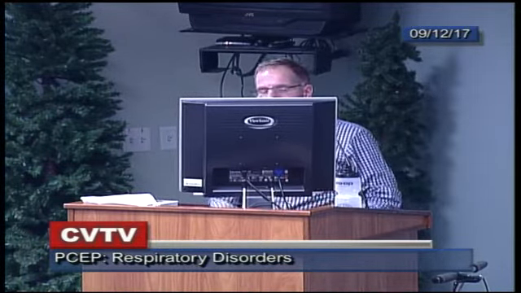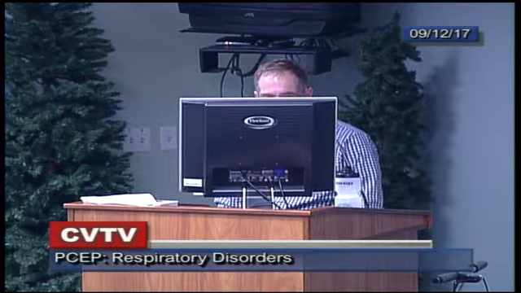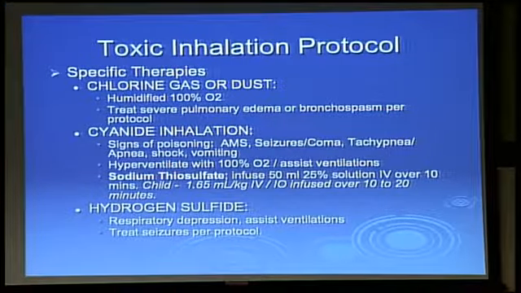So obviously the first step is to protect yourself and to ensure that you're not transporting any potentially toxic materials. Having early contact with medical control or poison control, maintaining the airway, giving fluids if there's wheezing, treating with bronchodilators, and then specific therapies. For chlorine gas, humidified 100% oxygen can be helpful because of the airway irritation that you get.